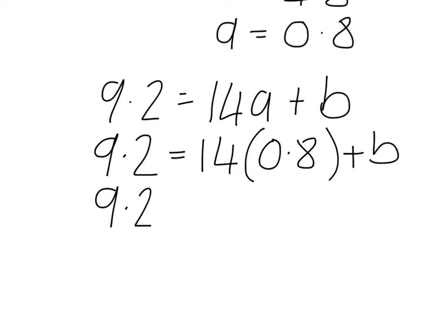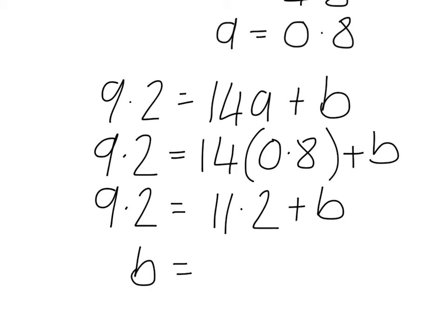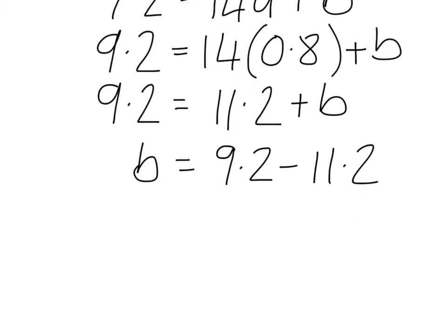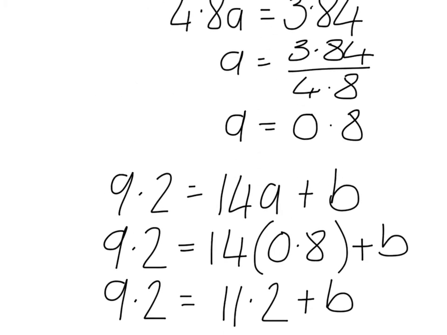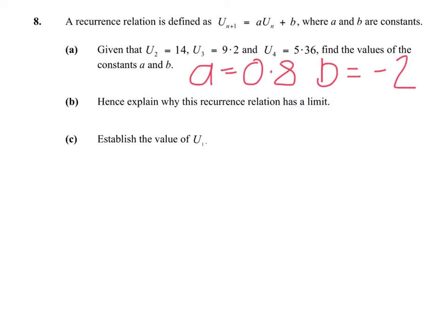So 9.2 equals 14 times 0.8, which is 11.2, plus b. So that means b is equal to 9.2 take away 11.2, which gives us b equals negative 2. So we have our b value, b is negative 2, and our a value, which is 0.8. So going back to our question, part A, we now know a is 0.8 and b is negative 2.